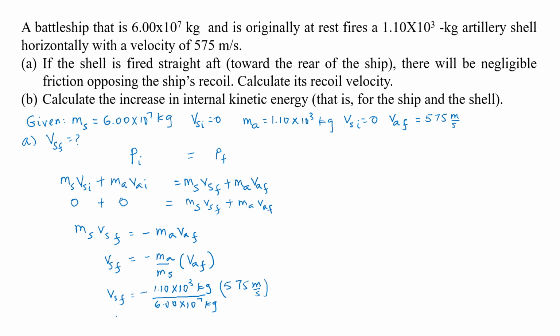That yields velocity of the ship after the artillery shell is fired, which will be the recoil velocity of the ship, and that's going to be 0.015 meters per second. 0.105 meters per second in the opposite direction to the artillery shell. That's the recoil velocity of the ship.